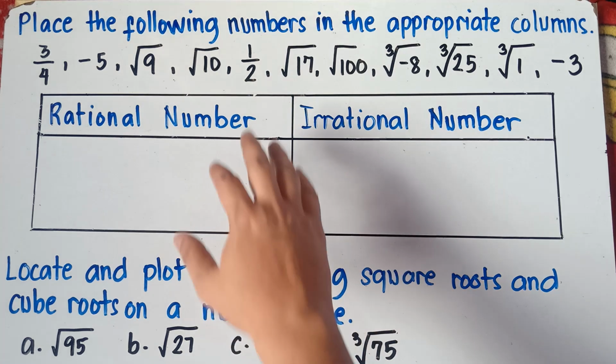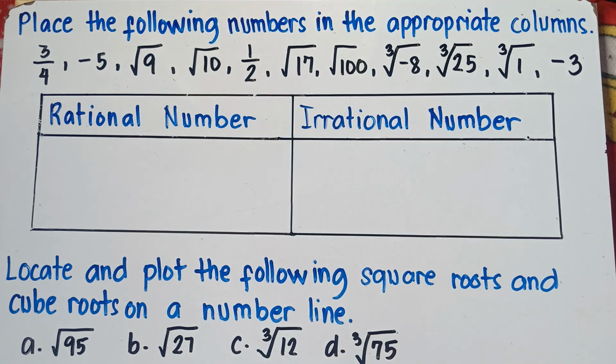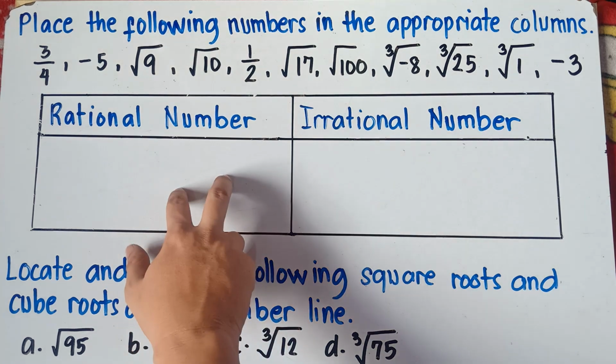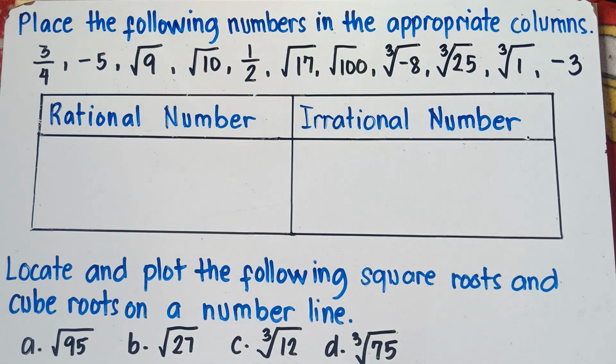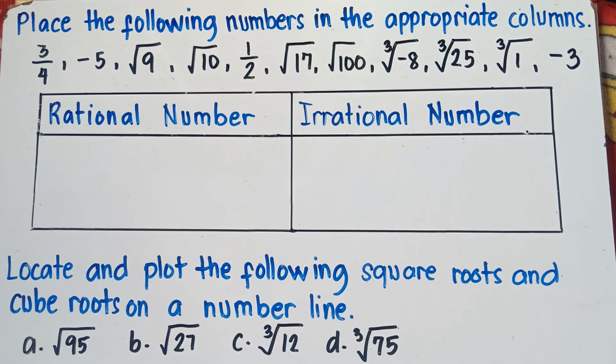We have given numbers, and we're going to determine which numbers are rational numbers and which numbers are irrational numbers. The next part of our activity is we're going to locate and plot the following square roots and cube roots on a number line. This will be the given: square root of 95, square root of 27, cube root of 12, and cube root of 75.